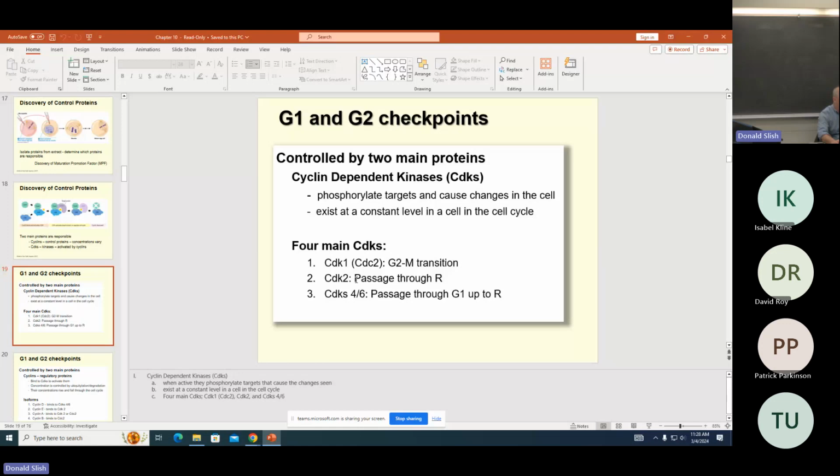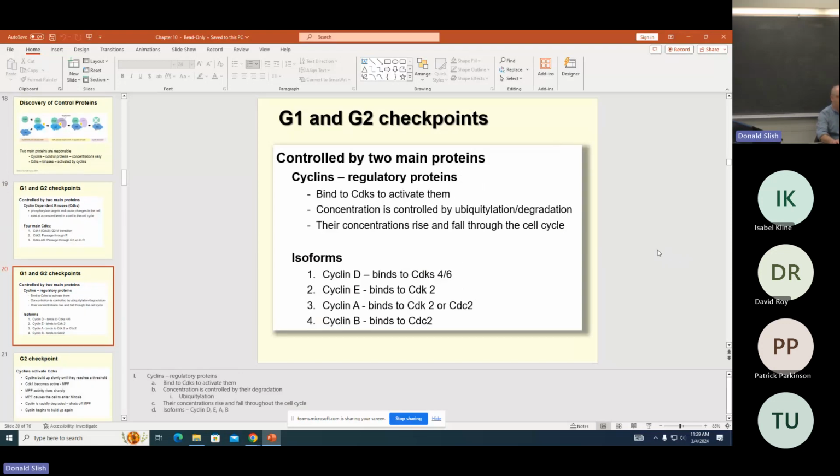CDK2 is going to be the passage through R. CDKs 4 and 6 get you up to R. So after G1, we'll see shortly that cyclin D and CDKs 4 and 6 will get us up to that restriction point and stop there. And then CDK2 and cyclin E will get us through the restriction point. And that's for Thursday. So I'm always stealing my own thunder here. I like to keep it a surprise, but that's going to happen on Thursday.